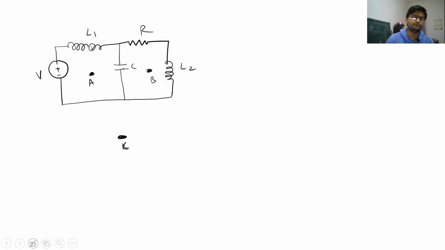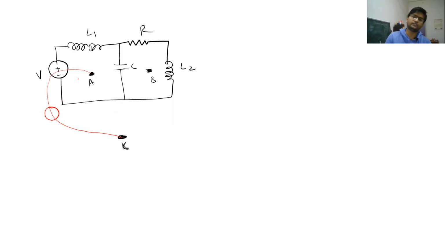For example, between A and C, what are the circuit elements there? So there is a voltage source. So you just connect it like this. And you know that a voltage source will be converted into a current source because the current source is the dual of voltage source. So you will have to make a current source.